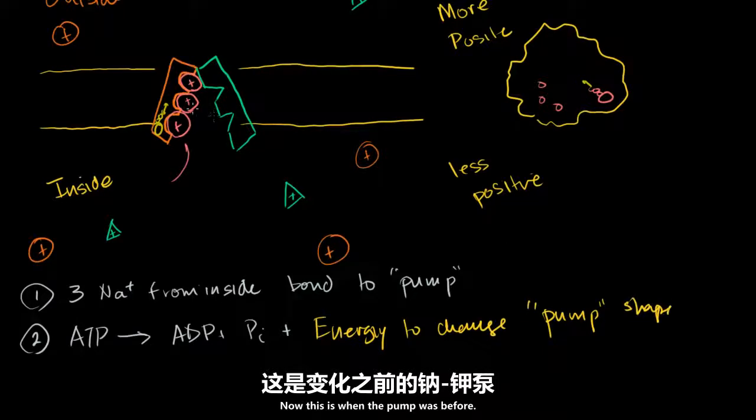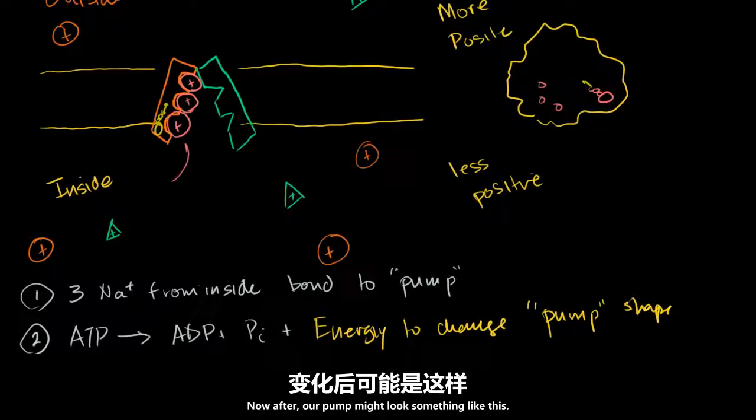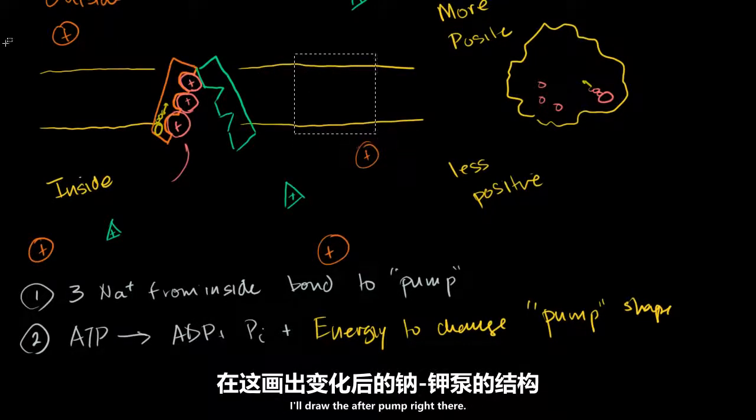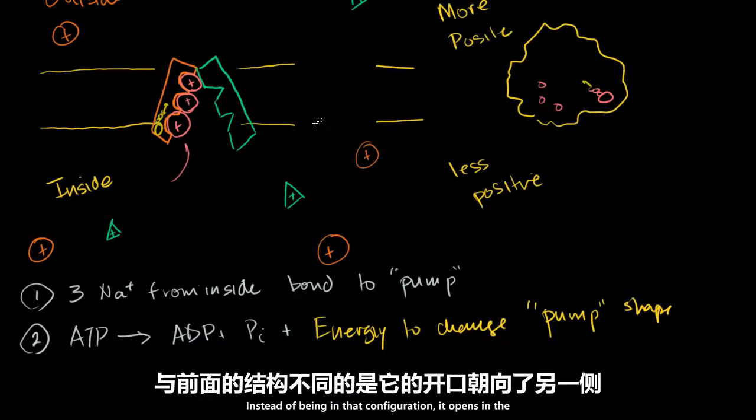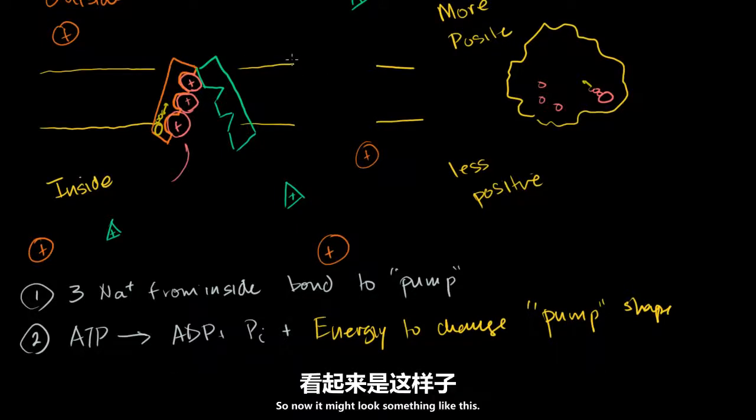Now, this is what the pump was like before. Now, after, our pump might look something like this. Maybe I'll draw it. Let me clear out some space right here. I'll draw the after pump right there. And so this is before. After the phosphate gets split off of the ATP, it might look something like this. Instead of being in that configuration, it kind of opens in the other direction. So now it might look something like this.